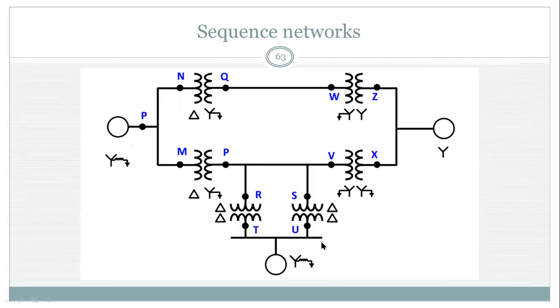So this is another diagram. We can easily draw the zero sequence network for this diagram also. So this is your homework.